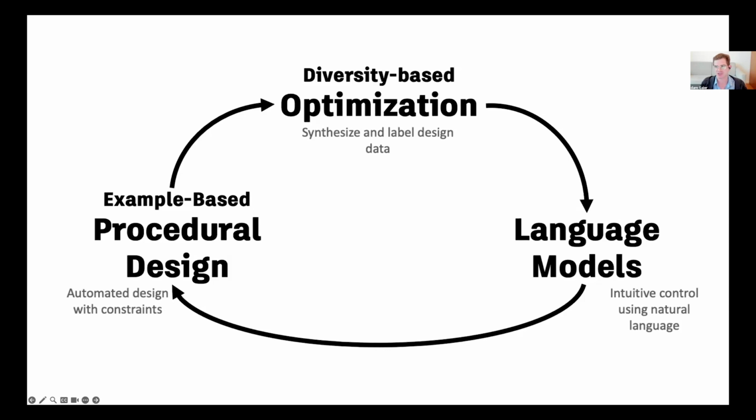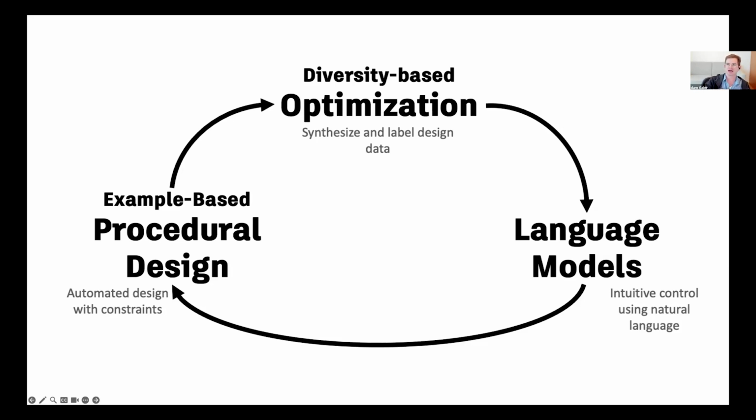So through example-based procedural design like WFC, we generate designs that strictly adhere to architectural constraints. Using diversity-based optimization, we can explore a vast landscape of design possibilities, taking the best of what the algorithm can generate, and then use this as a data set for machine learning. Then we can fine-tune a language model using this data set. This allows us to have intuitive, high-level control over designs using natural language queries.